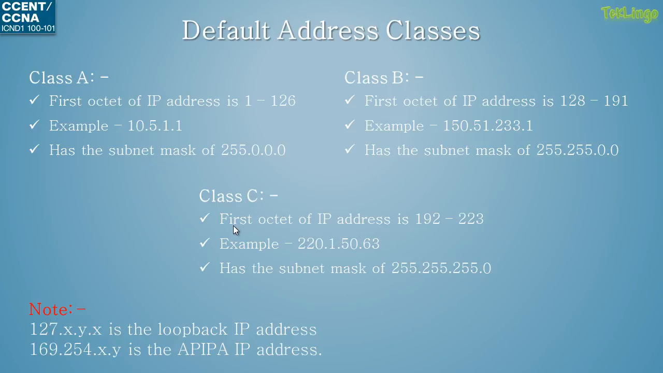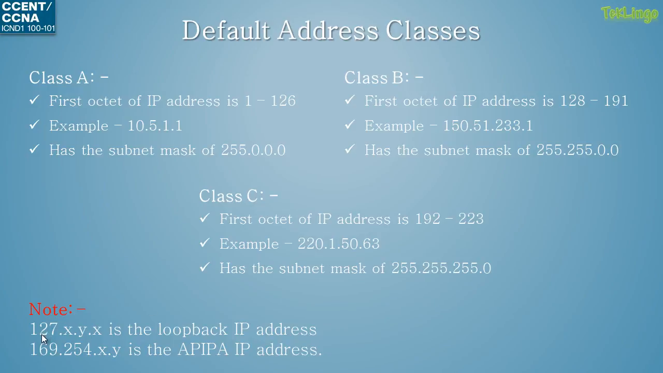Now looking at the Class C, it has a subnet mask of 255.255.255.0. The first octet of the IP address can be in a range of 192 to 223. For example, in the Class C IP address 220.1.50.63, 220.1.50 represents the network ID and 63 represents the host ID. This means we can have 254 hosts in one network of Class C range.